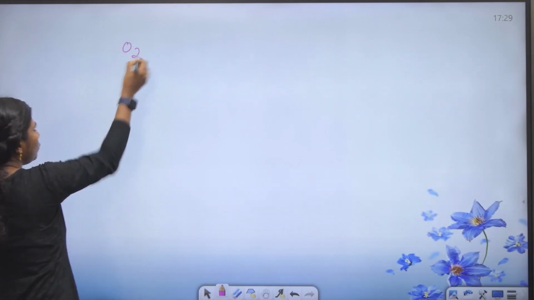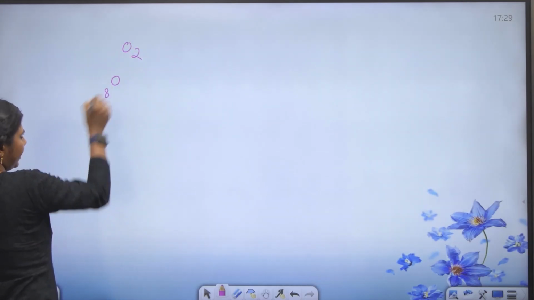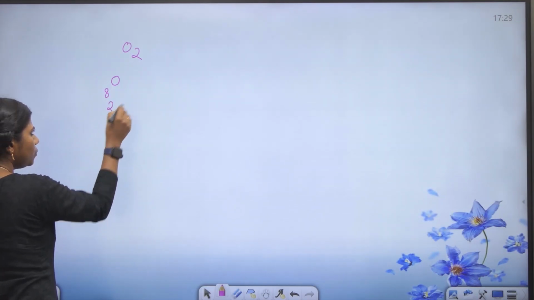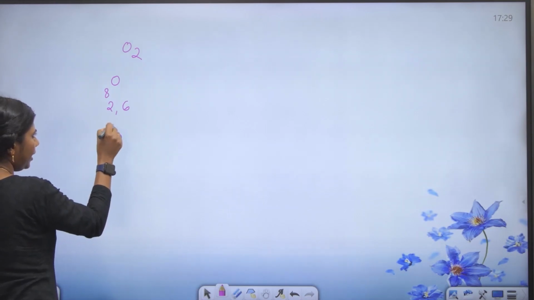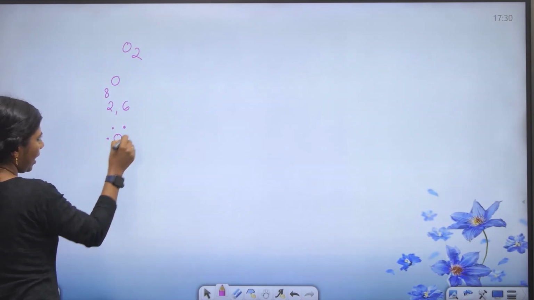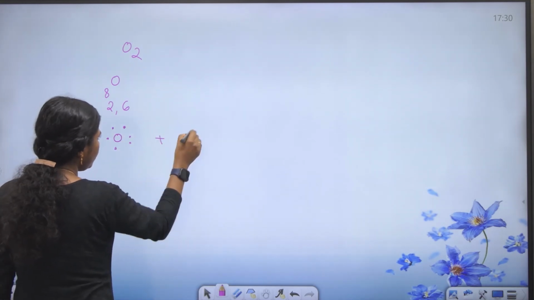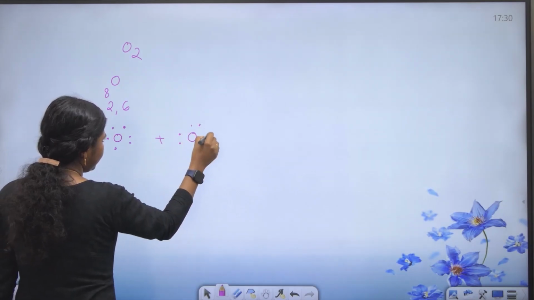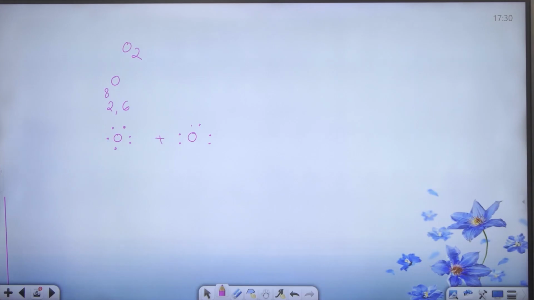Formation of the O2 molecule. The atomic number of oxygen is 8 and the electronic configuration is 2, 6. Each oxygen atom has 6 valence electrons and each oxygen atom requires 2 more electrons to complete its octet.